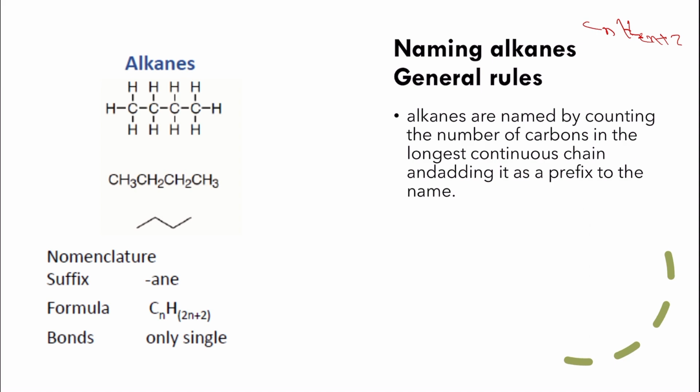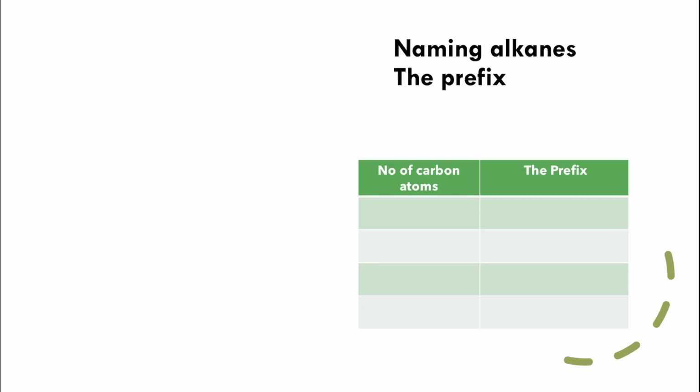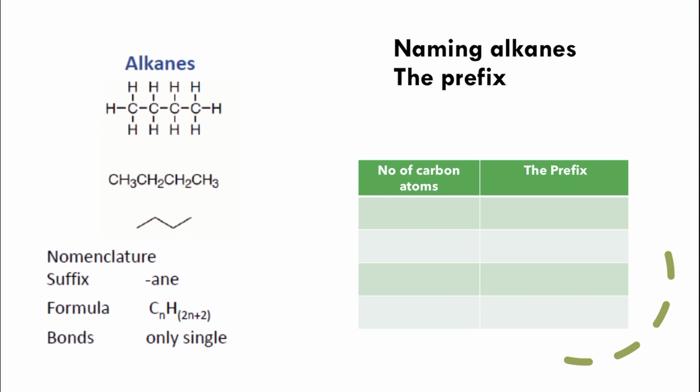And you need to memorize the prefix of the first members of the class, meaning when you have 1, 2, 3, or 4 carbon atoms, what would be the prefix? And then you add at the end the suffix "-ane", which refers to alkane. So you use the prefix and then you add "-ane" at the end. So let's have a look at the different prefixes and how we're going to name the different alkanes.